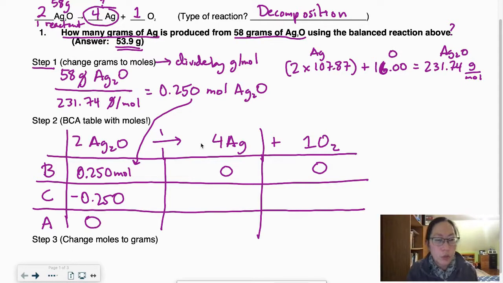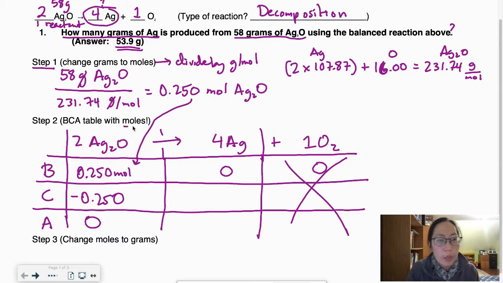So that's just a good practice to check yourself. All right, so I'm looking for grams of Ag. So do I care about this oxygen? No. Okay, I don't care about this. I'm just going to cross this part out because we don't care about this part of the BCA table, because it's not asking for oxygen. Instead, we'll focus on the silver, which we need to find. We need to find the grams of Ag.